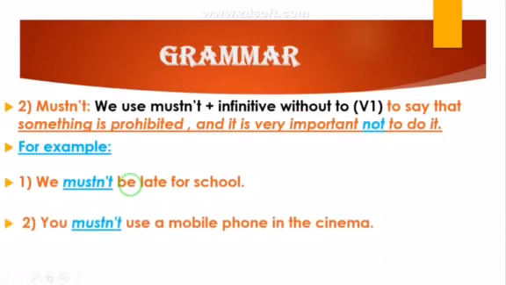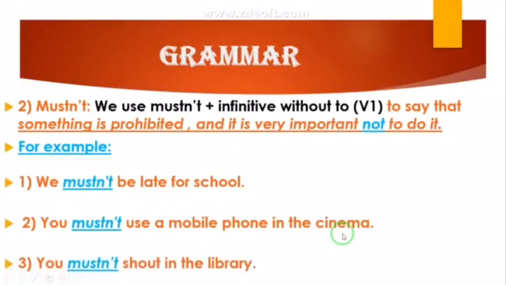Number 2: you mustn't use the mobile phone in the cinema. We used here use, verb 1. You mustn't use a mobile phone in the cinema. It's very important not to do it. So you can't, or you mustn't, use a mobile phone in a cinema.